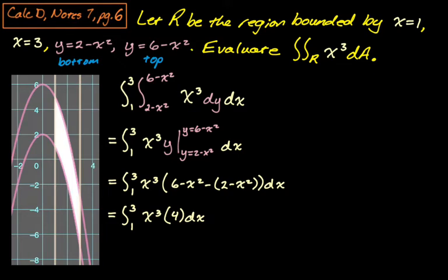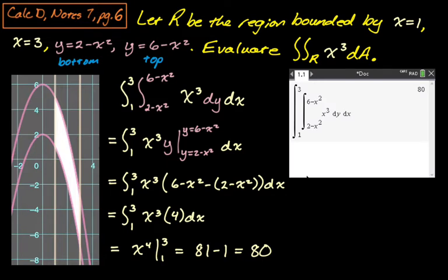And so the integral of 4x cubed dx is just x to the 4th. So now we're going to have x to the 4th from 1 to 3. And we plug in, and we get 81 minus 1, which is 80. I decided to check this one on the calculator just to show you that you can do that. So you just do the integral of the integral, plug in the bounds, plug in the integrand, get your answer. All right, let's take a look at the next one.